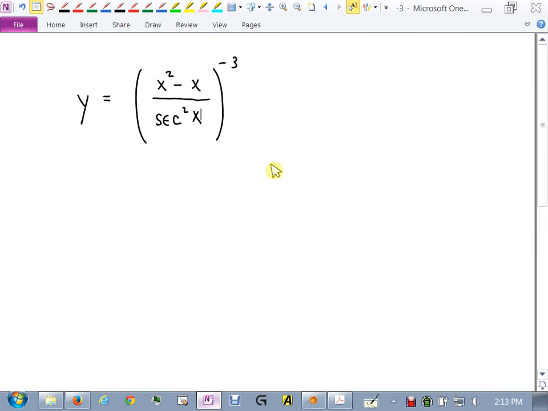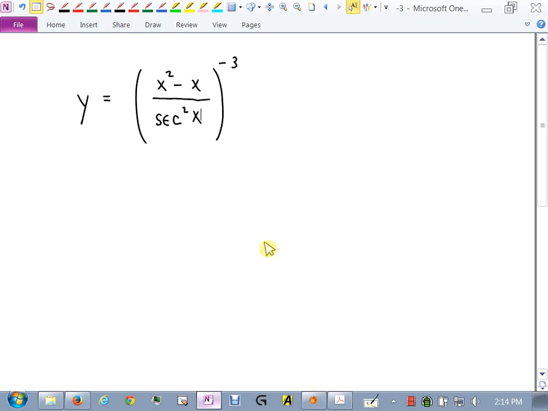Okay, let's talk about this. I heard someone say power. I see a couple of powers. I see a power here, I see a power here. Quotient rule. Okay, so is this overall a quotient rule? Yes? The inside is a quotient, I agree. But we have something on the outside, don't we? Power. Yeah, so that's a chain rule.